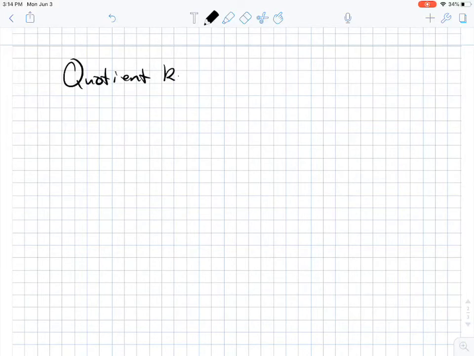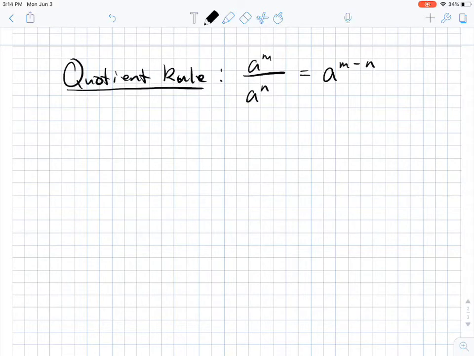So you have the quotient rule. Again, this is assuming you have the same base. So if you have the quotient rule, let's assume you had a to the m power at the top and a to the n at the bottom. You're simply doing this. Now you go from the product rule, which is addition, to the quotient rule, which is subtraction. So you now have a to the power of m minus n.